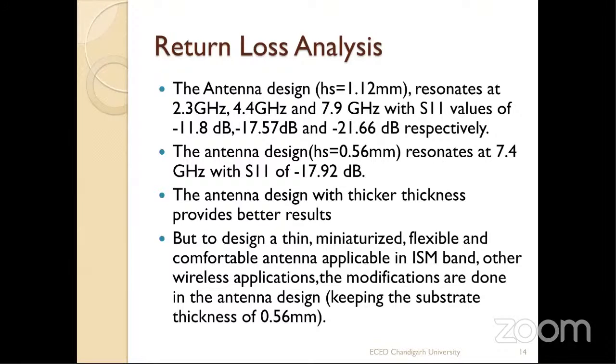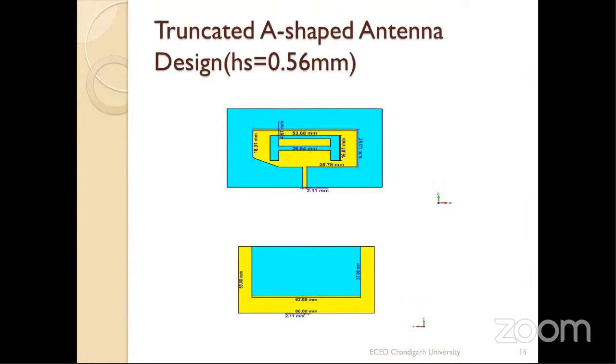some modifications are done in the antenna design so that with 0.56 mm also we can get the best desired results. For that, truncation is done at the patch of the A-shaped antenna. Here HS is equal to 0.56 mm. So these are the dimensions of the patch antenna. The feed line width is 2.1 mm. These dimensions are very small, 24.01 mm for the patch and 53.67 mm for the ground. So these are the ground dimensions.